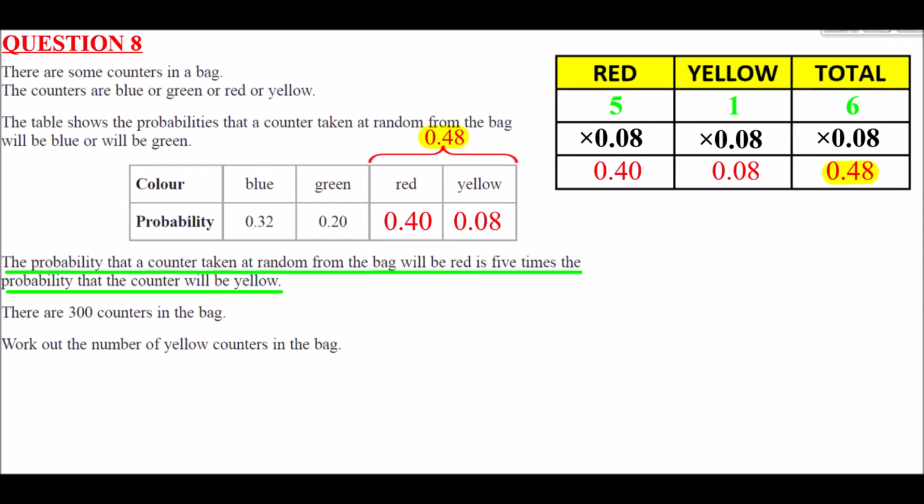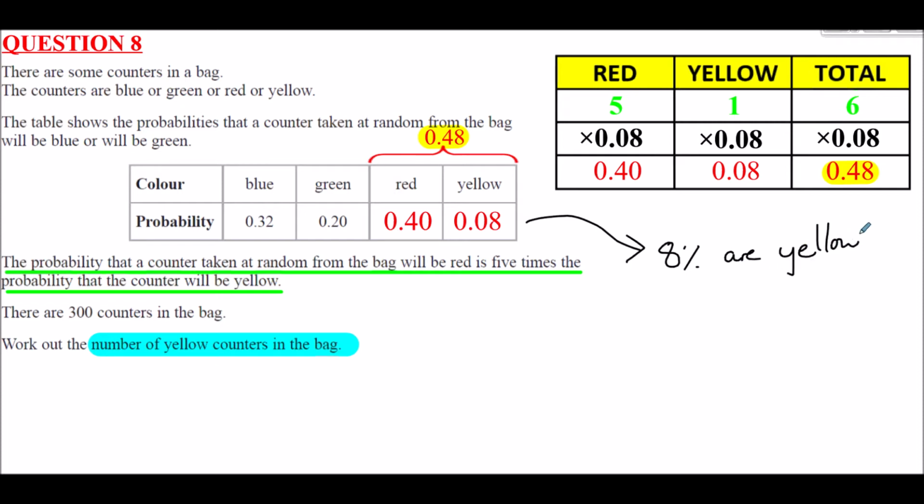Ultimately though, we're just wanting the probability for the yellow, because we've been asked what the number of yellow counters is. So that's what we're trying to answer. We can now use this probability to help us. So 0.08 as a proportion is yellow. As a percentage, I think this is easier to think of it as, it must be that we've got 8% of the counters which are yellow. So 8%, which is the same as 0.08, are yellow counters.